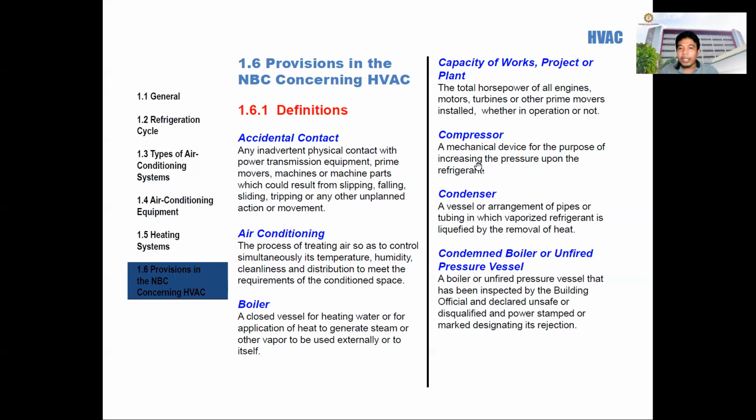And then we have compressor. This is a mechanical device for the purpose of increasing the pressure upon the refrigerant. Then condenser, it is a vessel or arrangement of pipes or tubing in which vaporized refrigerant is liquefied by the removal of heat. And then you have a condemned boiler or unfired pressure vessel. It is a boiler or unfired pressure vessel that has been inspected by the building official and declared unsafe or disqualified, and power stamp or mark designating its rejection.